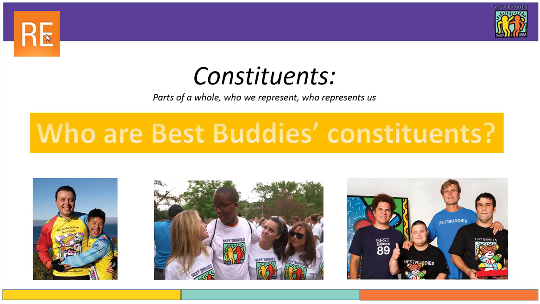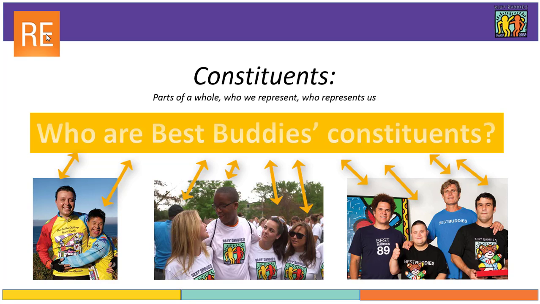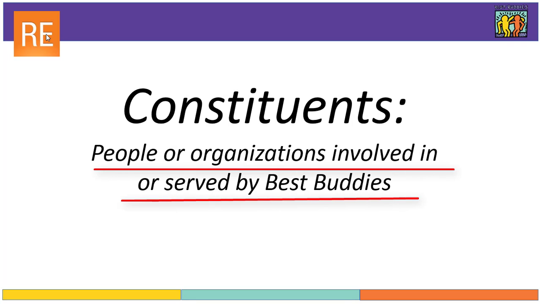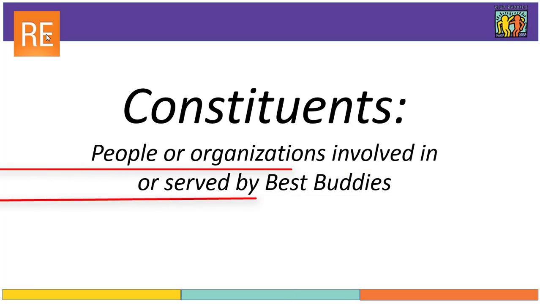Here at Best Buddies, we have several constituents. We have our buddies, their peer buddies. We have our donors. We have employers, employees. We have participants in our rides. All of these different types of people are our Best Buddies constituents. Again, constituents at Best Buddies are people or organizations involved in or served by Best Buddies.